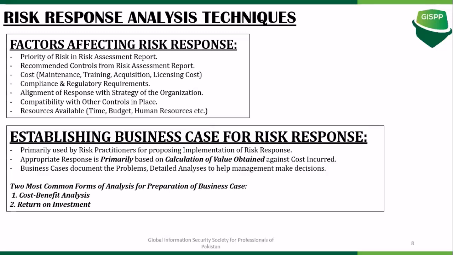The second thing is what are the recommended controls from the risk assessment report. What is the cost? And again, the cost is not limited to just the acquisition cost. It includes your licensing cost, your training, your human resource cost, your maintenance cost. You have to keep in view your compliance and regulatory requirements. How does a particular risk response option get aligned with the strategy of the organization? How are those risk response options compatible with the existing controls in place? Do you have the resources available, which can be the time, budget, and human resources, etc.